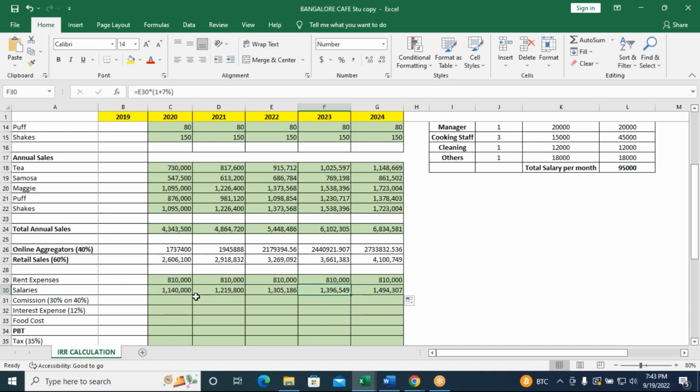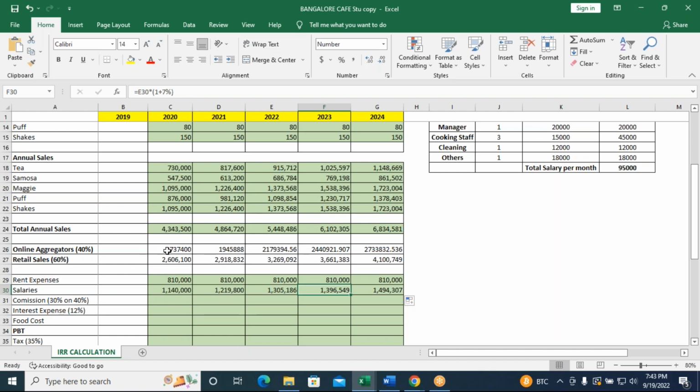Understood with this? Calculating the salary? Girls, any doubt? No, ma'am.